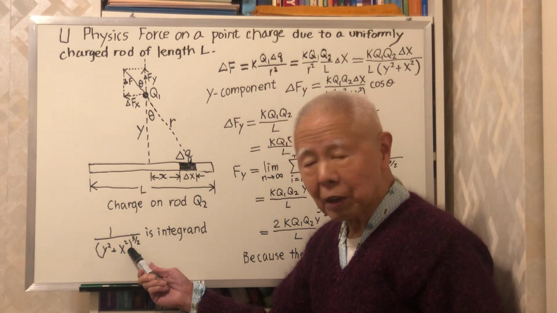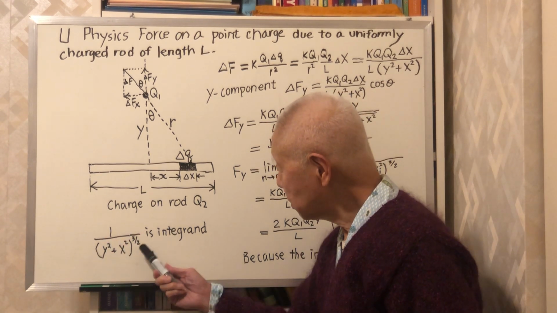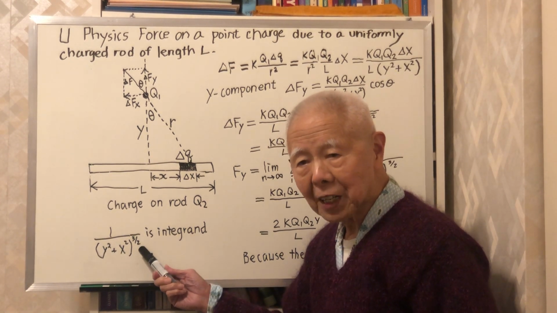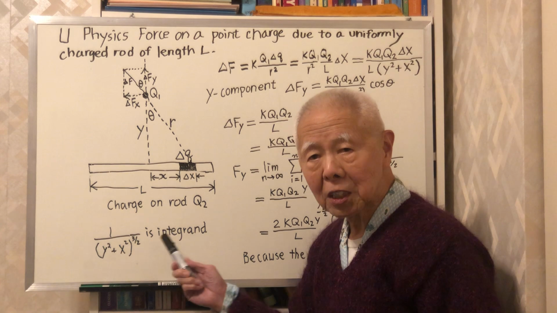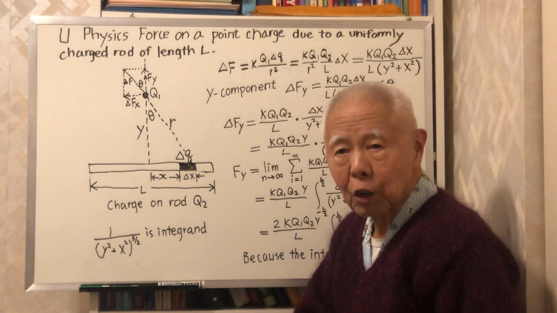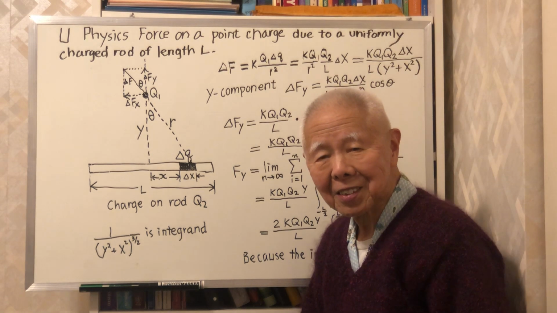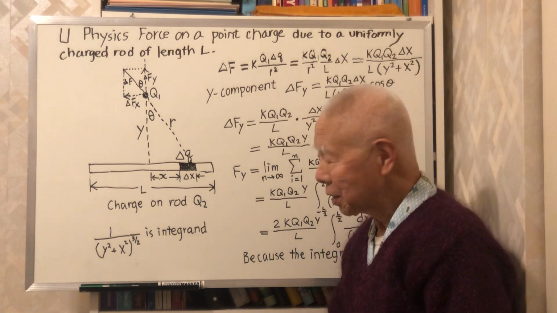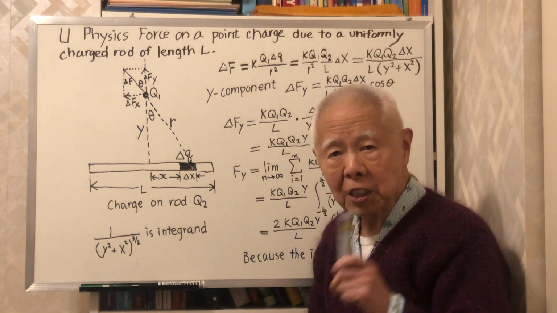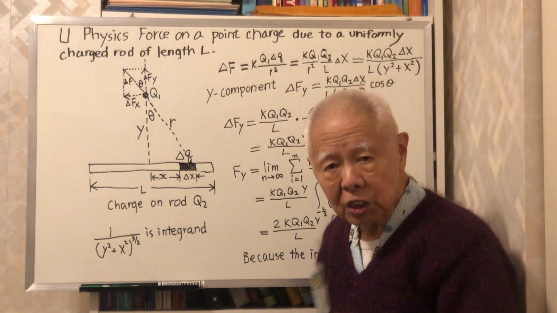X squared is an even function. So this part is an even function. This part has a name, which is called the integrand. If you learned integration, you know this name. So our integrand is even.